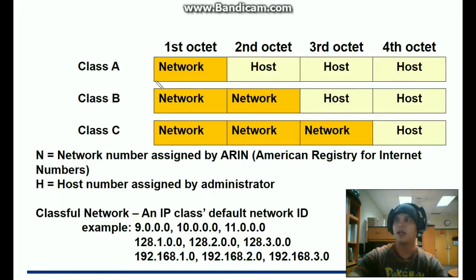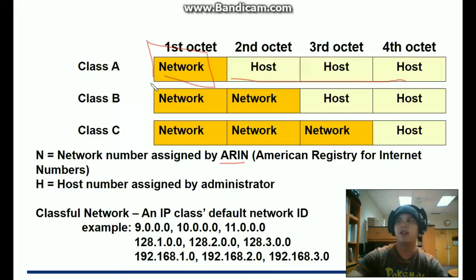Here's another picture on how it can be represented. See here, the first octet, network. Last 3 octets, hosts, so on and so forth. And in America, the way you would get your network number, it's assigned by ARIN, the American Registry for Internet Numbers.